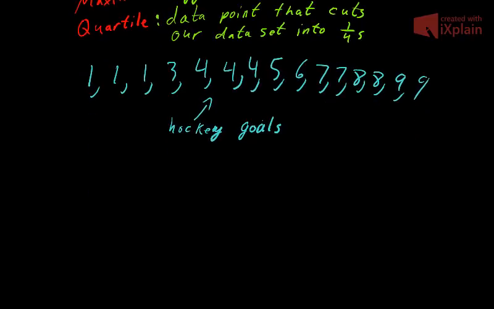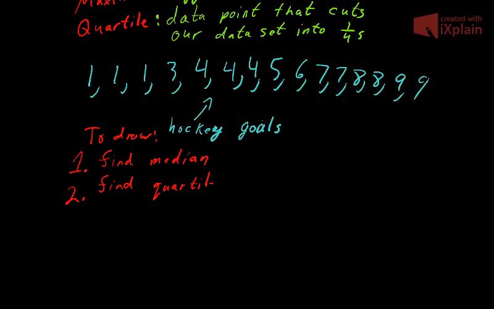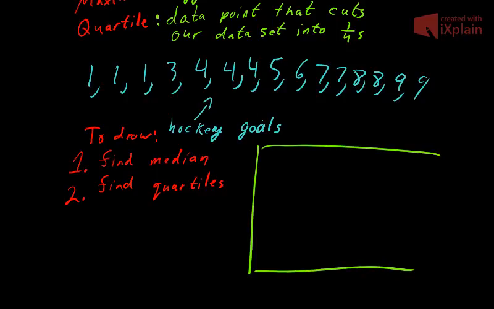So to draw a box and whisker plot, the first thing we need to do is find the median, and then we're going to need to find our quartiles. We'll come back to this list, so make sure you leave a little bit of room here, but I want to go ahead and do that right over on this side of the screen. We'll look at finding the median and finding the quartiles.